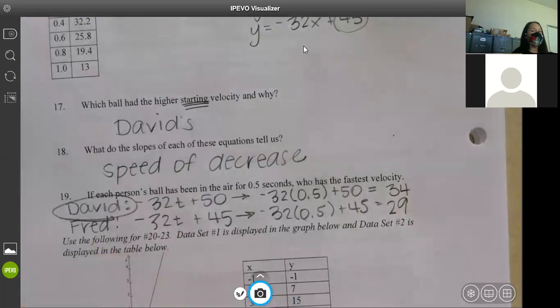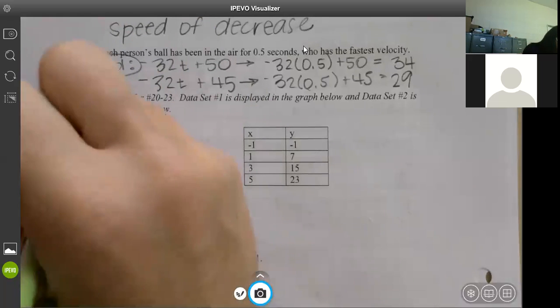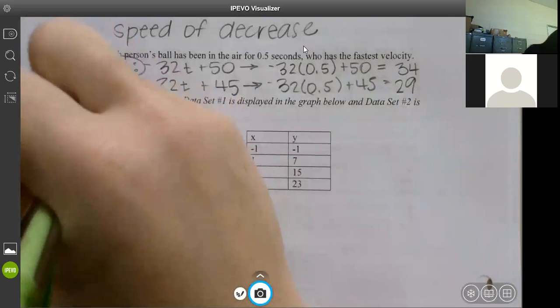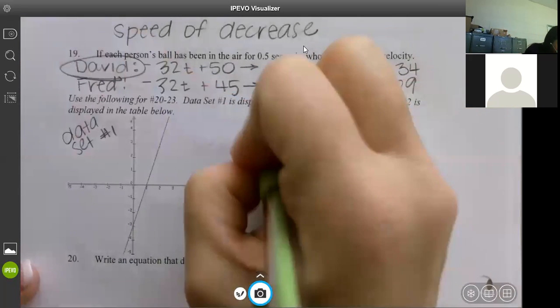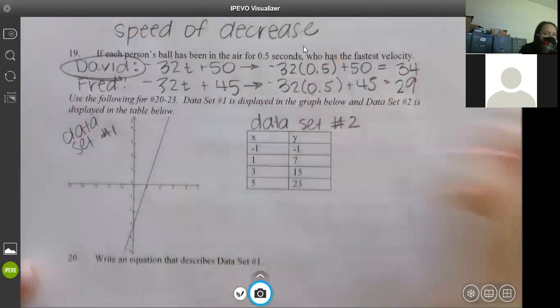End of course. All right, so now they give you a graph and they give you a chart. Write an equation that describes data set 1. That's this one, and it tells you that in your notes. Data set number 1 is displayed in the graph, so this one is data set number 1. This is data set number 2.